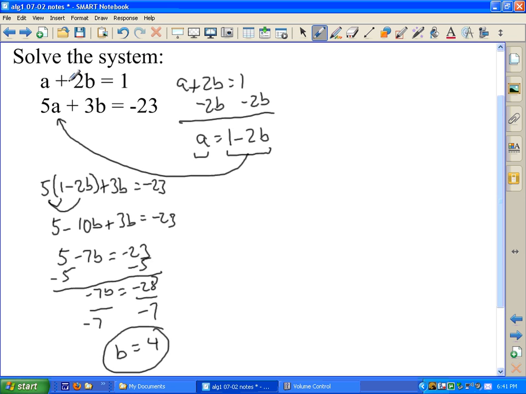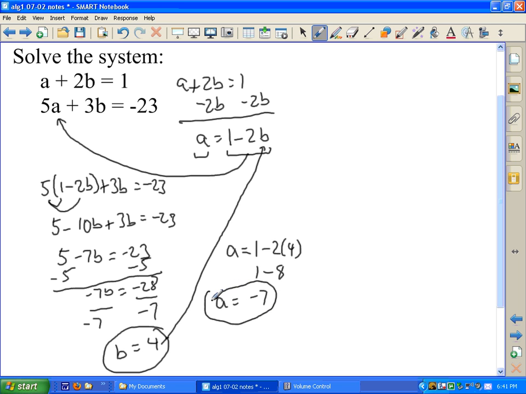I can really substitute it back in anywhere in the original equation, solve for the a. Our book suggests that you take that and plug it back into the revised equation here for this b, and you would get your a, because it's already isolated, a little more quickly. A is equal to 1 minus 2 times 4, or 1 minus 8, or negative 7. So a is equal to negative 7, b is equal to positive 4.